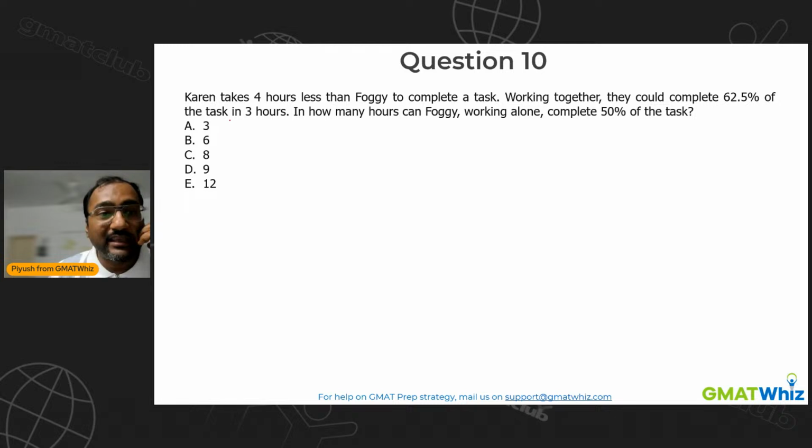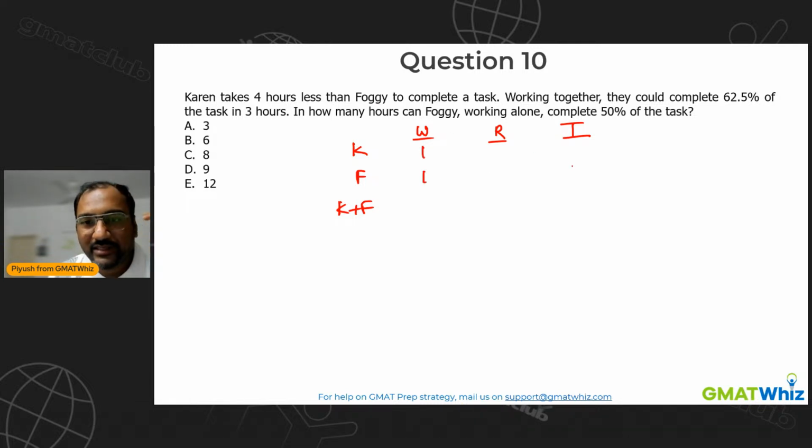Again, one way is I can tabulate Karen, Foggy, work, rate, time, Karen plus Foggy. So I take the work as 1, and the time that Karen takes is 4 hours less than Foggy. So if Foggy takes T hours, Karen takes T minus 4, basically.